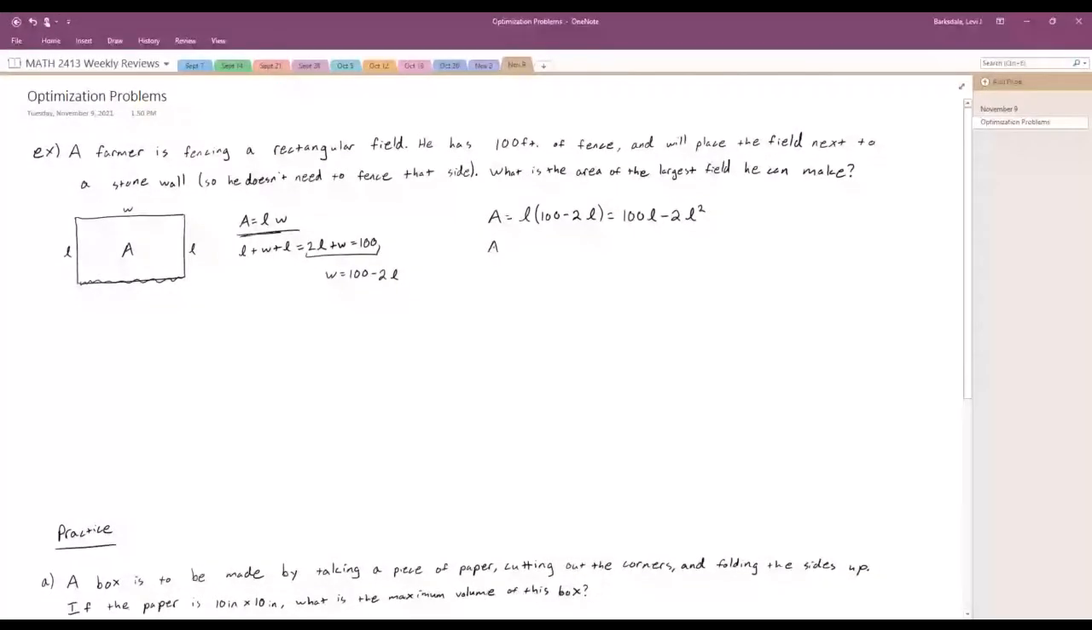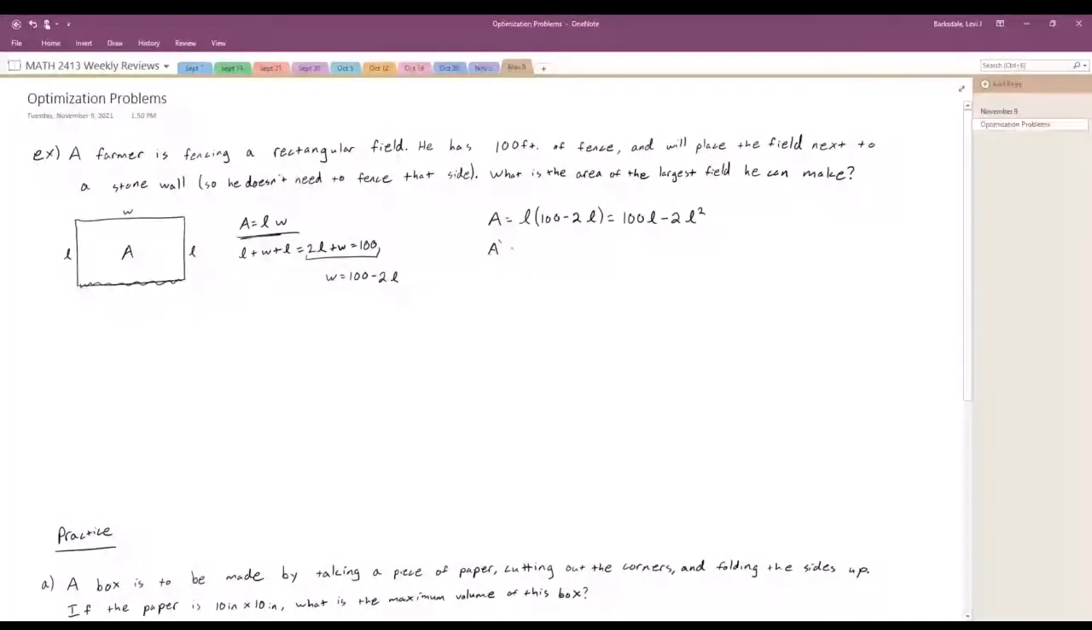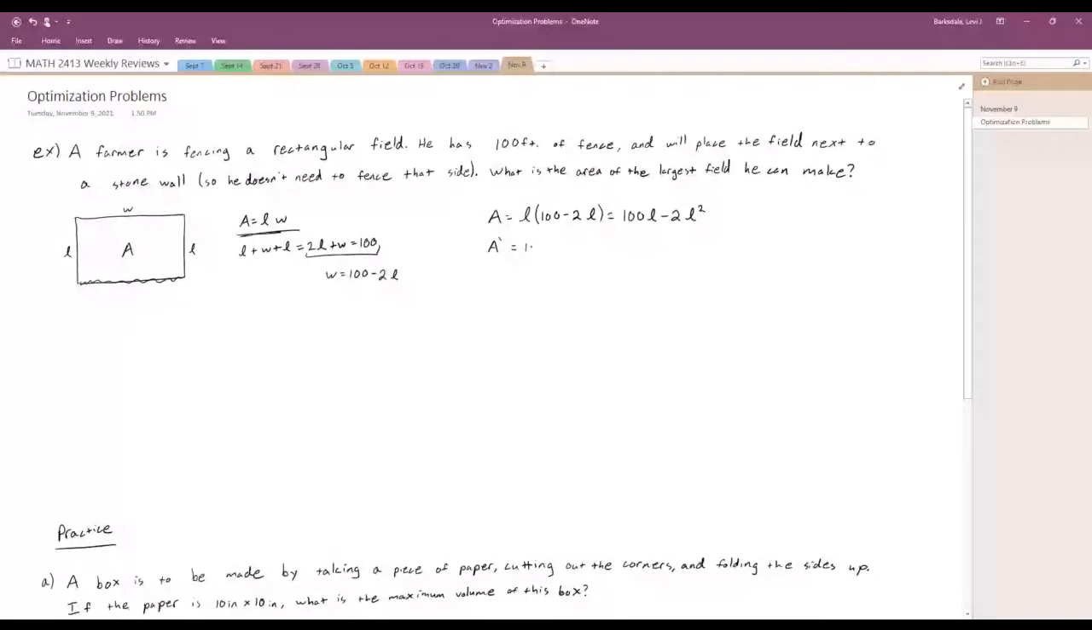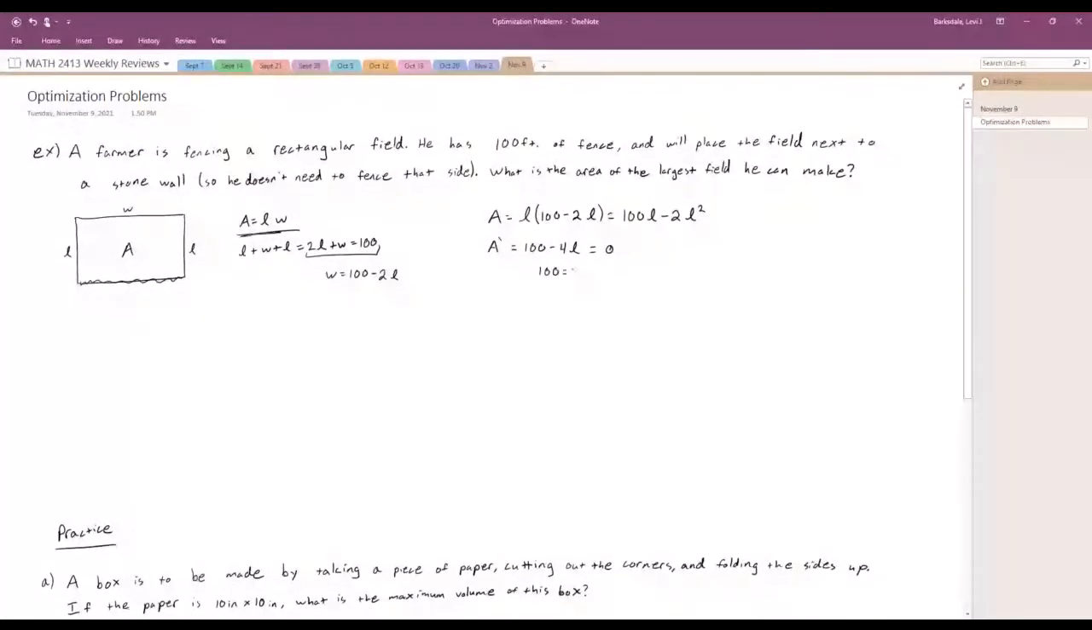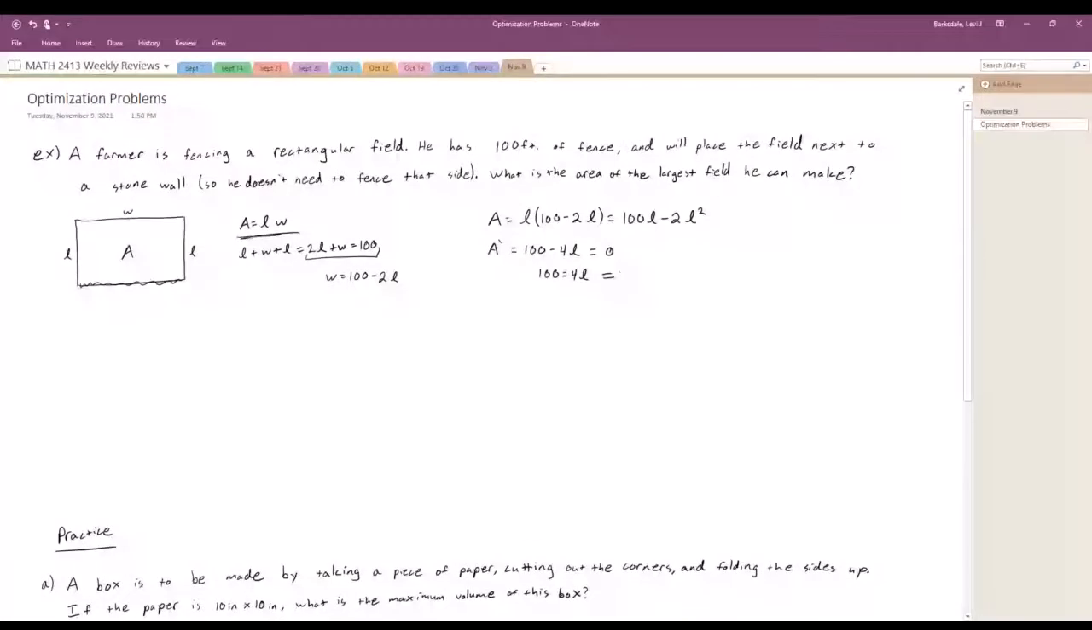So taking the derivative of my area equation, I get 100 minus 4L. If I want to find the critical points, I'll set that equal to 0. So 100 is equal to 4L, which means that L is equal to 25. That is our critical point.